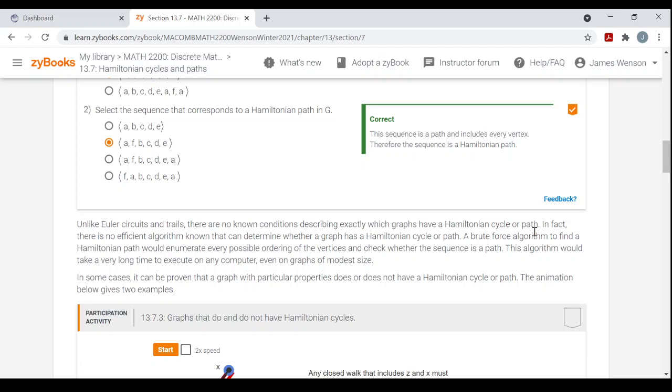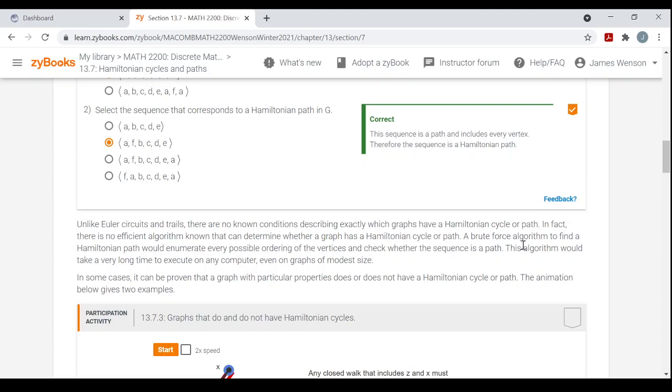So for these pictures here, these exercises you're given, you're just going to have to look at it and play around, try to find a Hamiltonian cycle or path. In fact, there is no efficient algorithm known that can determine whether a graph has a Hamiltonian cycle or path. Like there was an algorithm I went over in 13.6 on how to construct an Euler circuit pretty quickly. There is no algorithm that's super efficient like that for a Hamiltonian cycle or path.